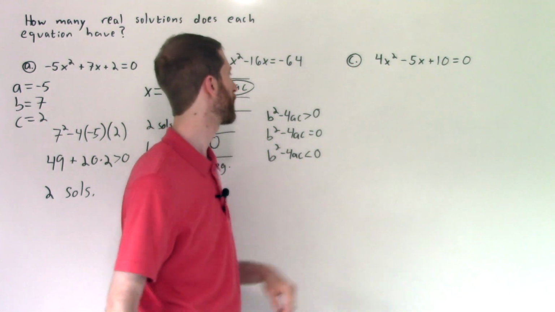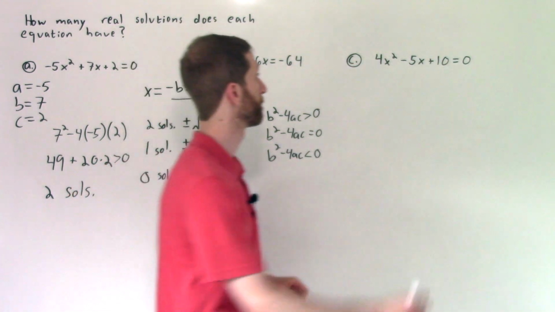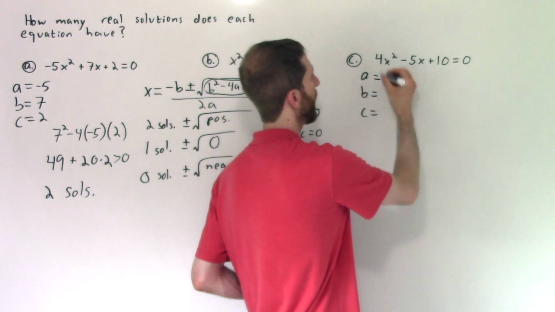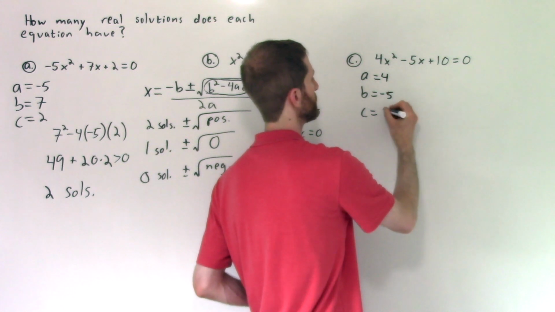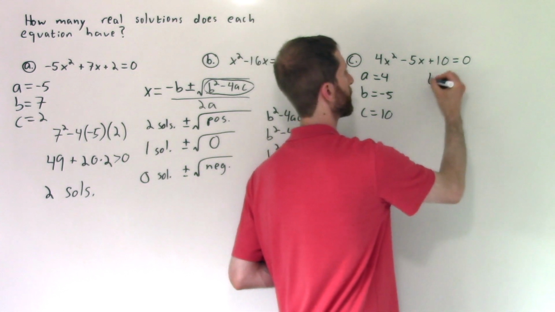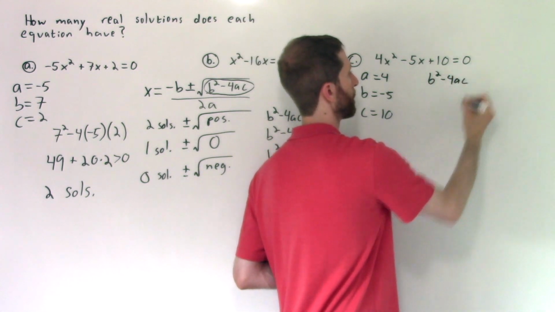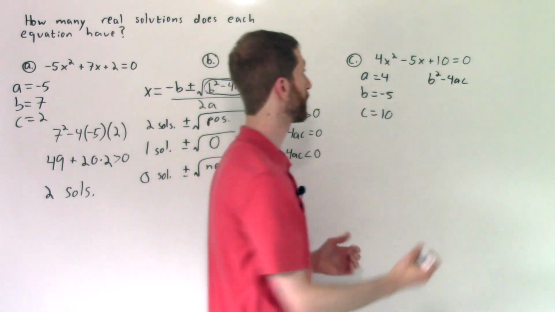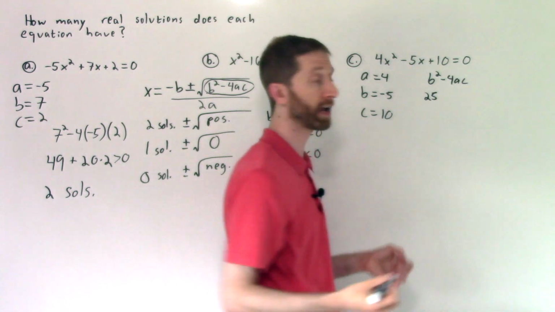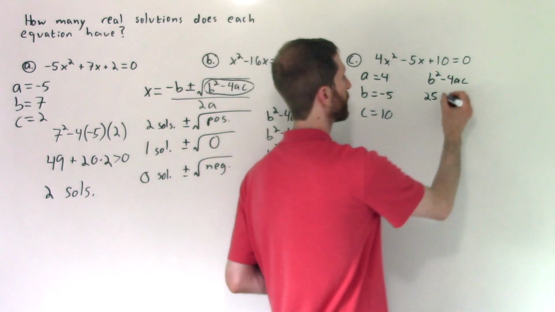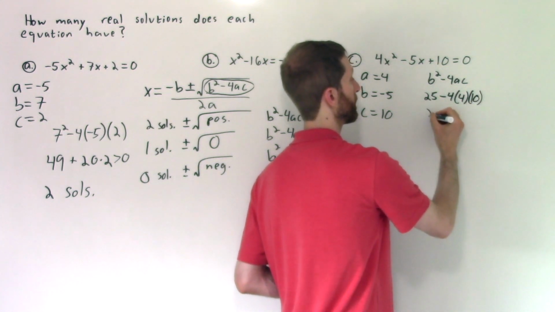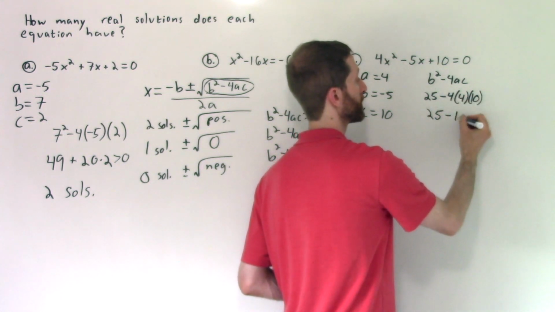So we get 4x squared minus 5x plus 10 equals 0. Again, I'll list out A, B, and C. A is 4, B is negative 5, and C is 10. If we take a look at the discriminant, again, that's going to be b squared minus 4ac. We want to know what's going on there. Well, I'll take b, I'll square it. That's going to give me 25. Negative 5 times negative 5 is b squared. Then we'll plug in minus 4 times a, which is 4, times c, which is 10. Now that's 25 minus 4 times 4 is 16 times 10.